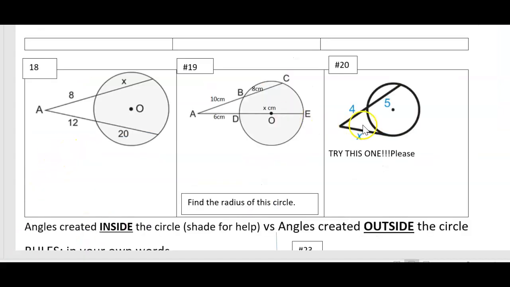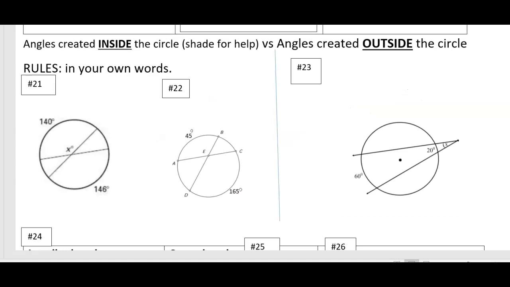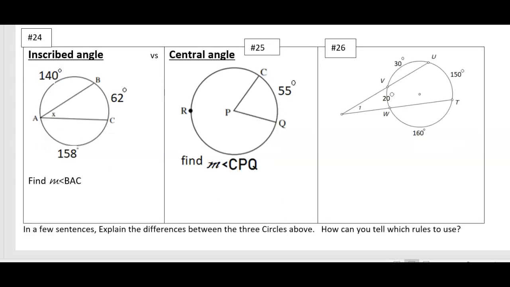Okay, try 18, 19, and 20. It's the same way. Look back at your notes. Try these. We also did these in class. Try these on your own. We're going to go over it next class time, so just try them. And the last group: look back at your notes and try to figure these out, and we'll go over them in class.